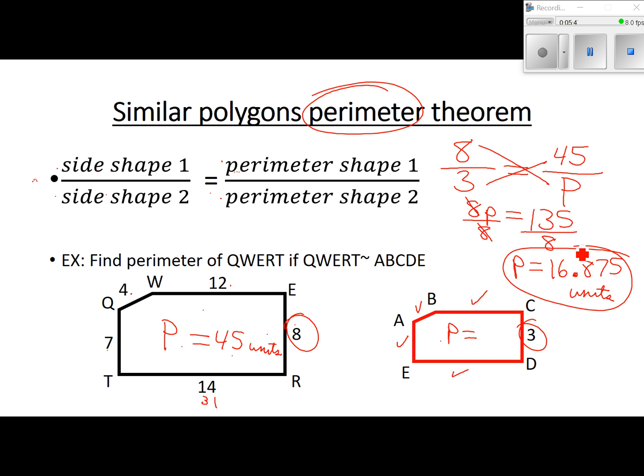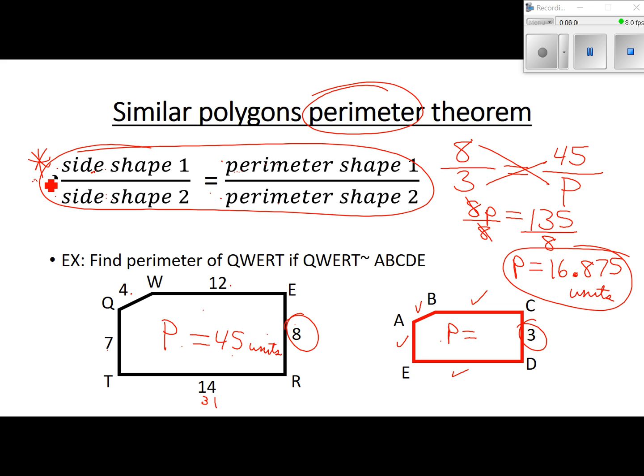So that's the perimeter theorem, not a real difficult one. You're just setting up, putting in the theorem right here, and you just put in a number here, number here, number here, or variable wherever it happens to go, and that's going to allow you to do it. This explains exactly what you need in the proportion.